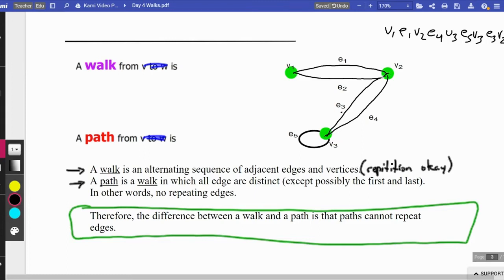It's a walk. A path is the same thing as a walk, but all edges are distinct, except possibly the first and last. In other words, there should be no repeating edges. So this last sentence, or the last parentheses, is kind of messed up. They should all be distinct.